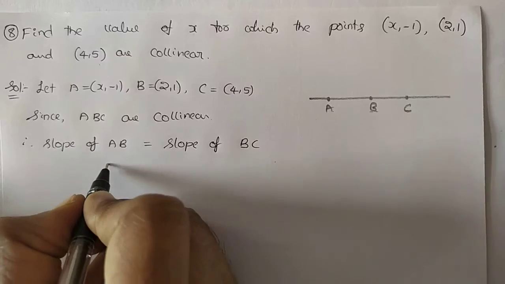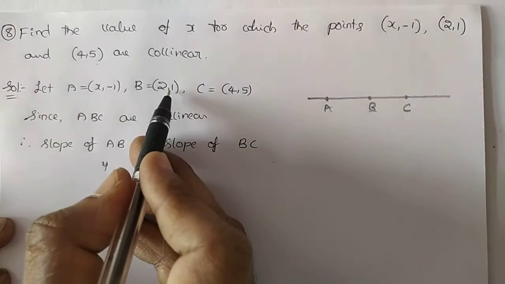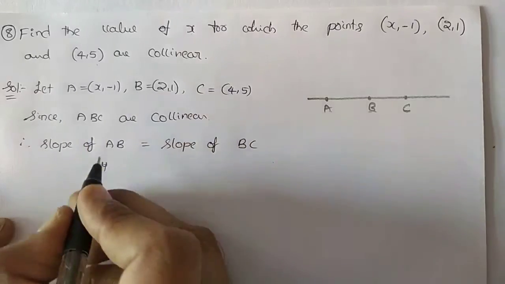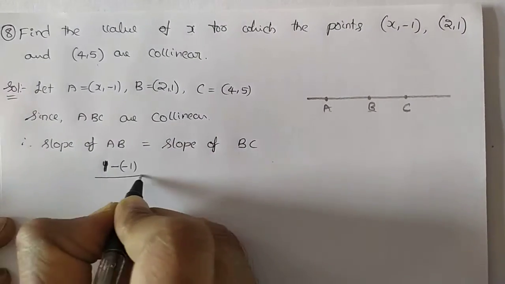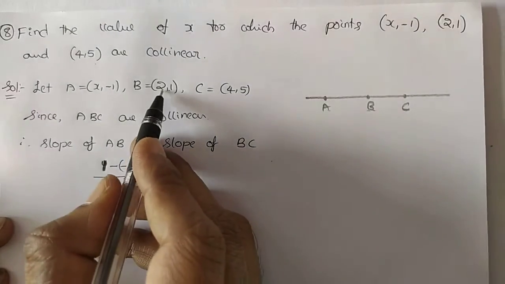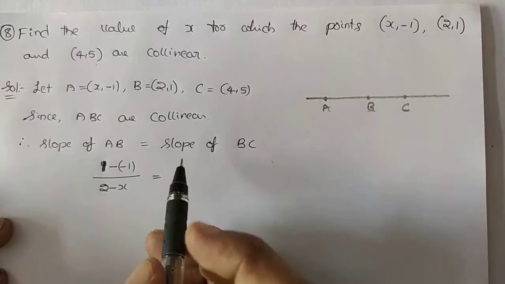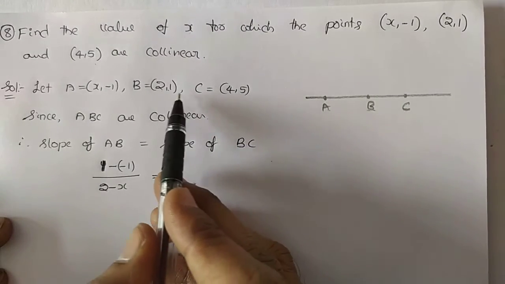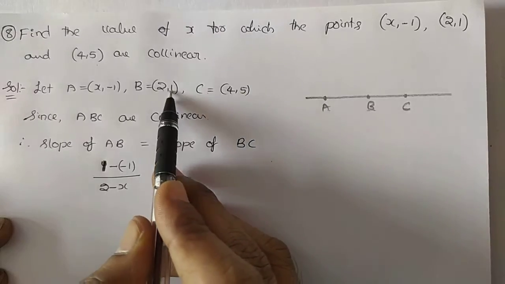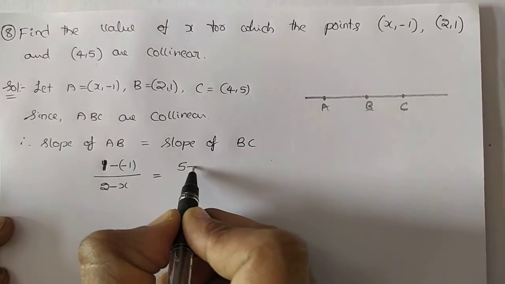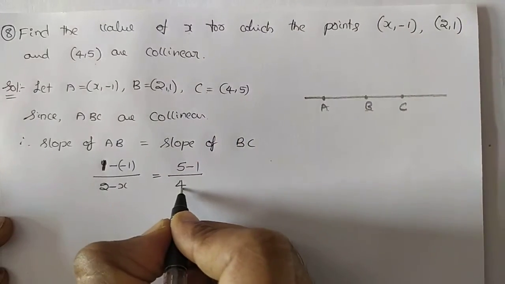So what is the slope of AB? It is y2 minus y1 divided by x2 minus x1: 1 minus of minus 1, divided by 2 minus x. That equals the slope of BC. Slope of BC is y2 minus y1 by x2 minus x1: 5 minus 1 divided by 4 minus 2.